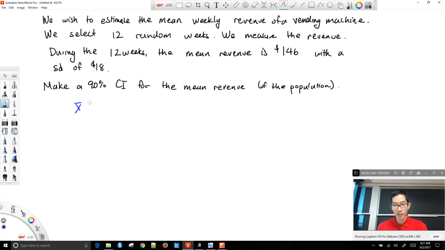So we've got x bar plus or minus t star times the standard error, and the standard error is equal to s divided by the square root of n. I'm going to label the values that we have. 12, what value is this? This is n, right? 146 is x bar, 18 is s. So I've got 146 plus or minus.